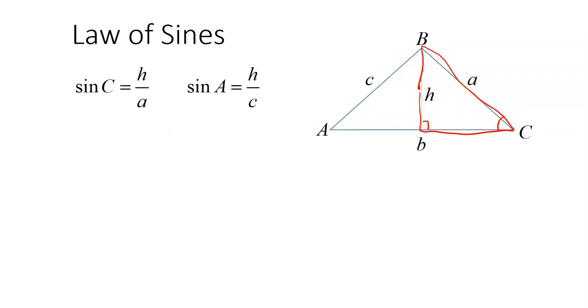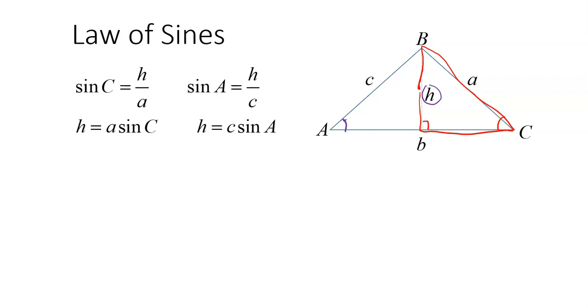But we could also come over to the other side and look at the angle over here and say the sine of angle A equals h over c. Multiply both sides by the denominators of each one, and you end up with a sine C for the height on one side and c sine A for the height on the other side.